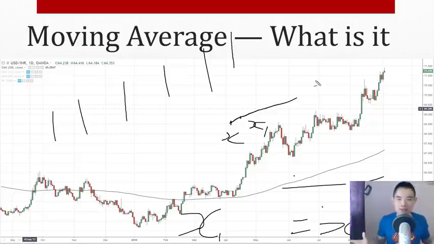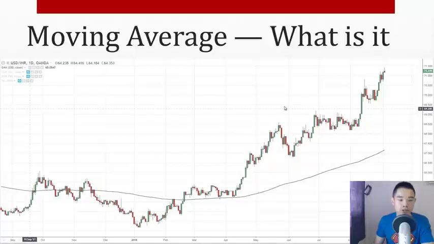Of course, there are many variations of it. You can use the high, you can use the low, you can use the weighted version of the high-low, etc. But this is the core concept behind it. You're just summarizing the past price action, the past data, to give you a smooth line on your chart. Okay, so this is how a moving average is calculated.